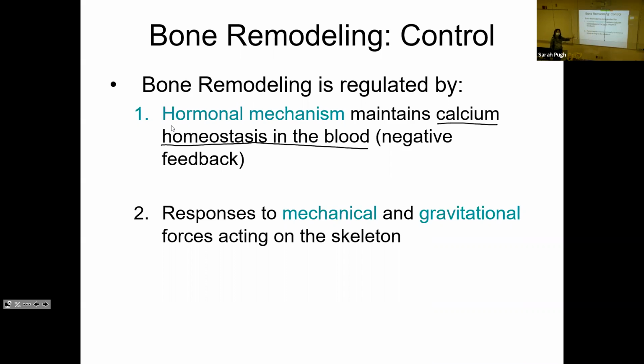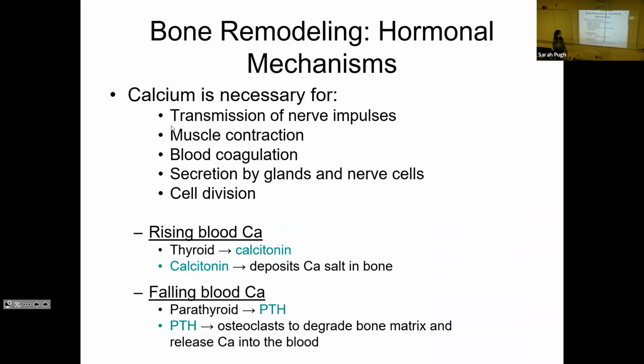The other one is the stress you put on the bone. So let's talk about the calcium level first, the hormonal mechanism. The reason we call this the hormonal mechanism is because hormones are involved, okay? Remember, we need calcium for everything. So if calcium is too high, you release a hormone that tells you to store it in your bone. If calcium is too low, you release a hormone that tells you to destroy your bone and get more calcium into your blood. So it's driven by hormones. So that's why we call it the hormonal mechanism.